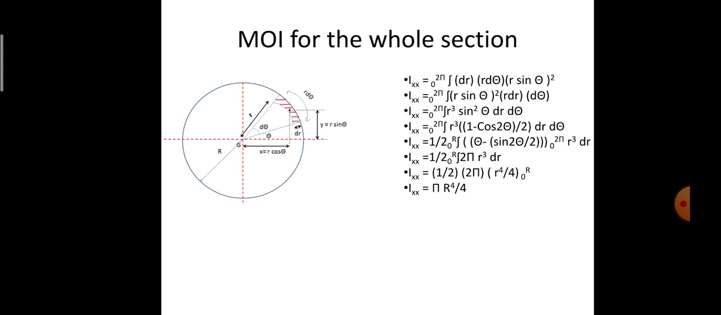Since the circle is a symmetric section, in all the axes, Iyy will also have the same equation as Ixx, that is equal to pi r power 4 by 4 itself. So the Ixx and Iyy values for the moment of inertia for the circle will remain the same, that is pi r power 4 by 4.